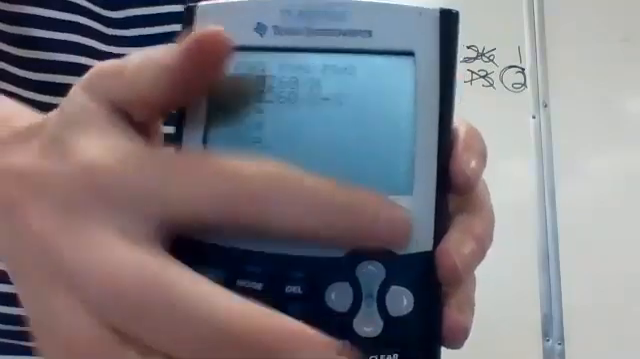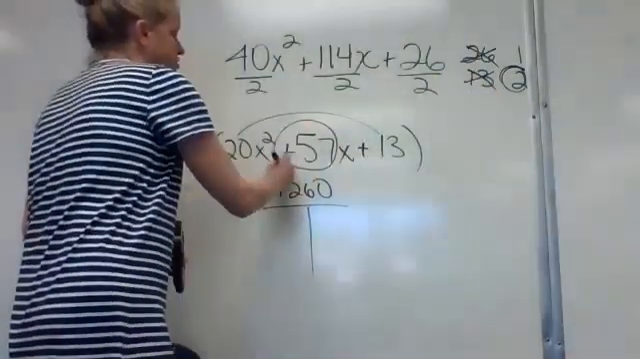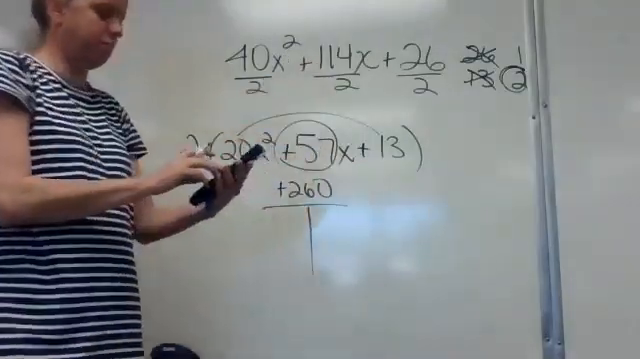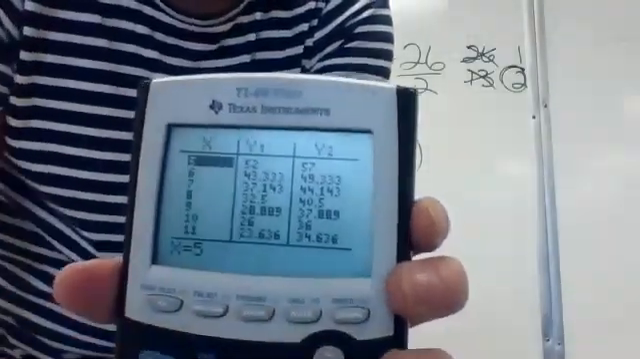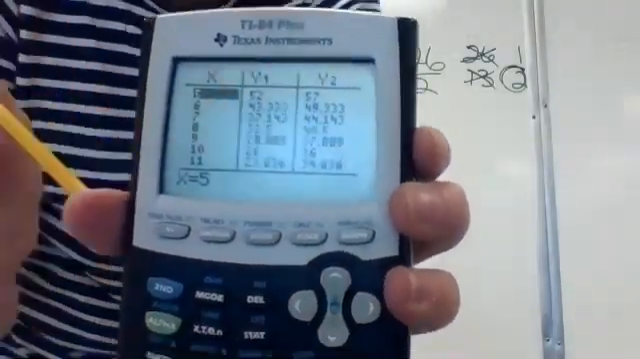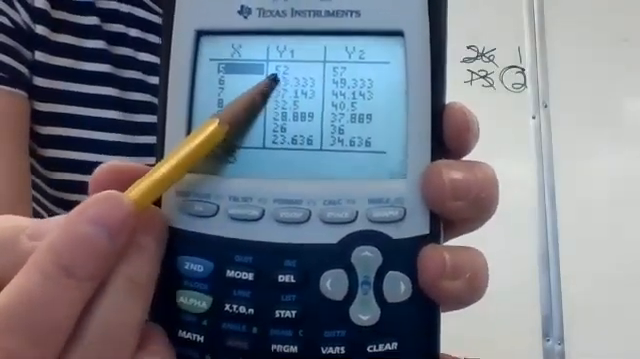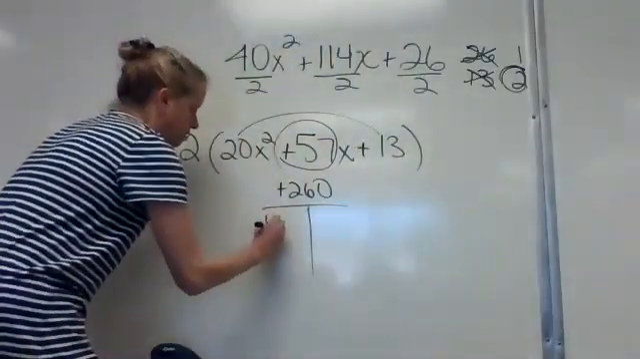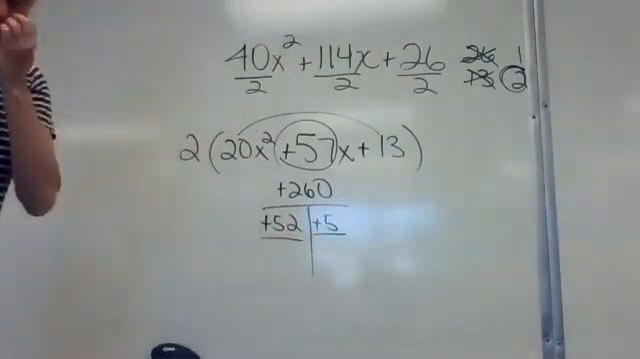Second table. What am I looking for in my last column? Here's what I'm factoring, right? I don't go back up here. I'm factoring here now. So I'm looking for positive 57 in my last column. So there's my positive 57, which means I'm going to use positive 52 and positive 5. Since it does have numbers that do that, that automatically means this factors again.